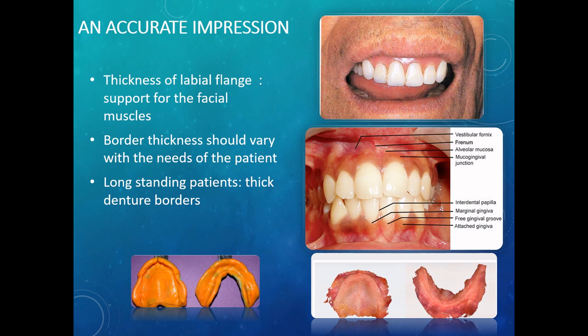And the border thickness also should vary with the needs of the patient depending upon the extent of residual ridge loss. So usually long-standing edentulous patients require thick denture borders because of increased residual ridge resorption. And also the vestibular fornix, which is a slit-like space between the lips or cheeks and the teeth, should be filled but not overfilled to restore the facial contour.